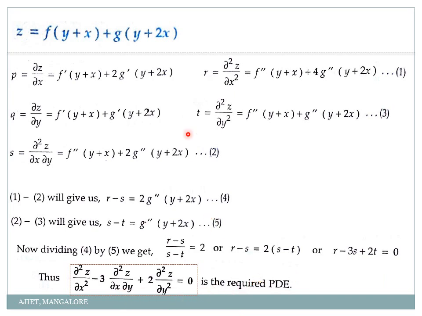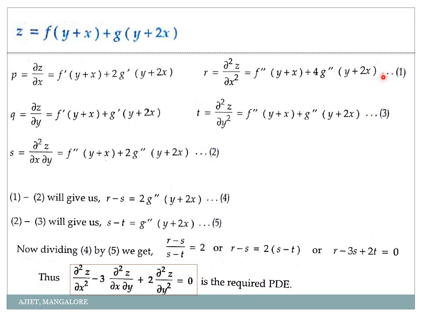Hope you are clear with this problem. So I'll tell again and again, whenever you have two functions, f and g, it is always better you differentiate all the 5 terms which are possible. That is ∂z/∂x, ∂z/∂y, ∂²z/∂x², ∂²z/∂y², and ∂²z/∂x∂y. And obviously this ∂z/∂x and ∂z/∂y will never help you to eliminate these functions. Only possibilities are this r, s and t. So only with these 3 equations you have to do some permutation combination, and you have to eliminate the functions.